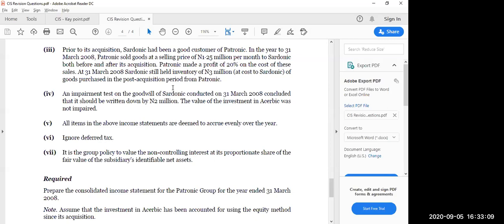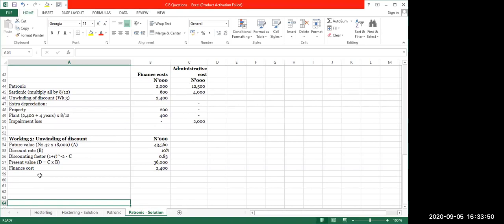So you will say that they said that Patronic was selling to Sardonic even before acquisition. Nothing concerns us with what they sold between each other before acquisition. Our focus is post-acquisition, after its acquisition. Between the date of acquisition and the year end, we have 8 months. That means they've sold goods to Sardonic for 8 months. So if there's going to be a sales value, the sales value will be for 8 months. So I will just go calculate my sales value first. I move into my Excel document. That will bring me to what I will refer to as working four.